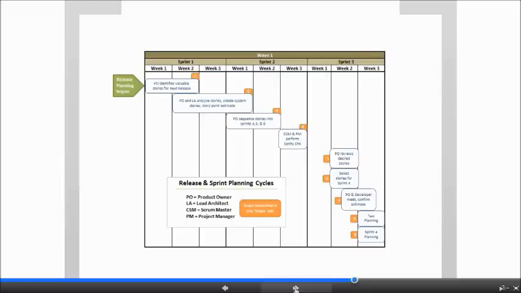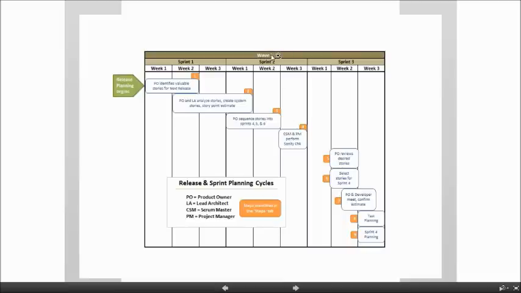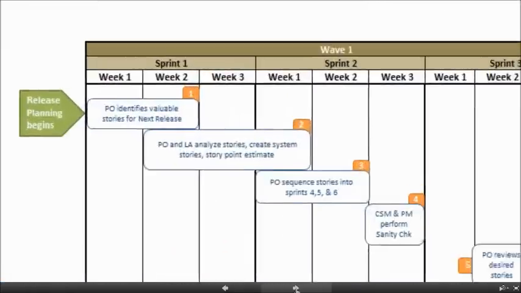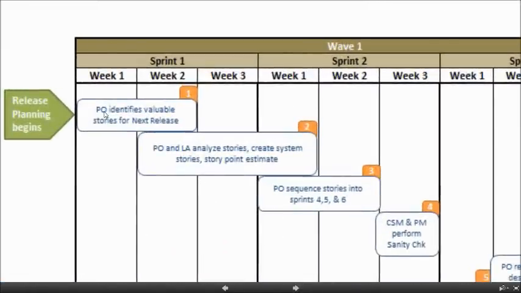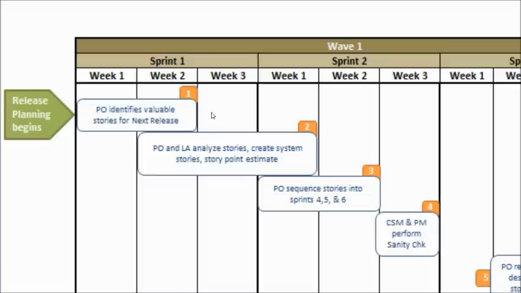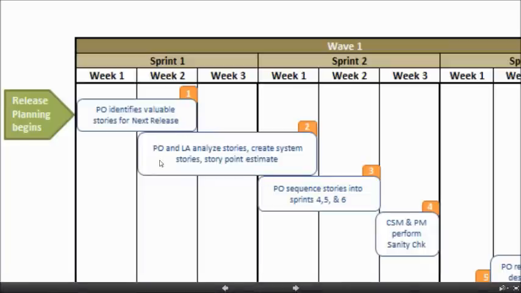We do it basically every wave. Sometimes they call this a release. This company liked to call it a wave. You've got the sprints here, and this is what they would do. They would start out, the product owner identifies the valuable stories for next release. So all along he's been collecting all these stories that need to be done, all these requirements. And the product owner and the lead architect, they analyze the stories, creating system stories and story point estimates. So just the two of them.